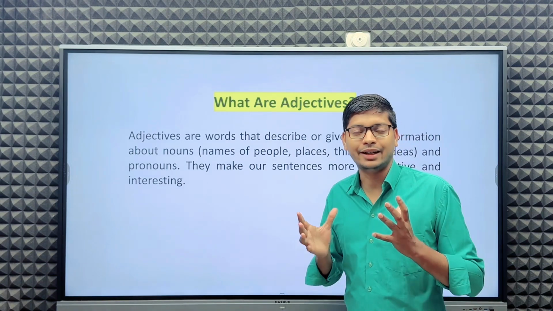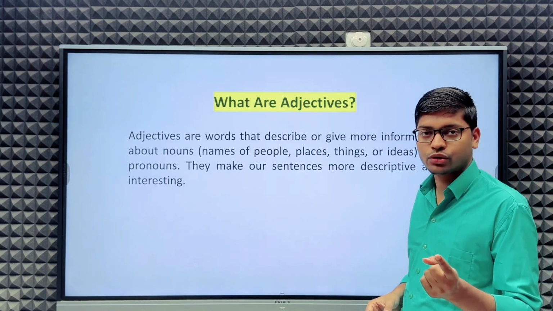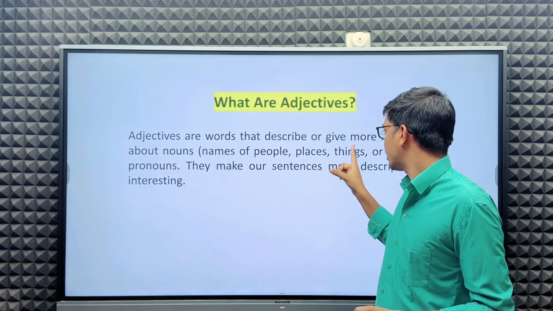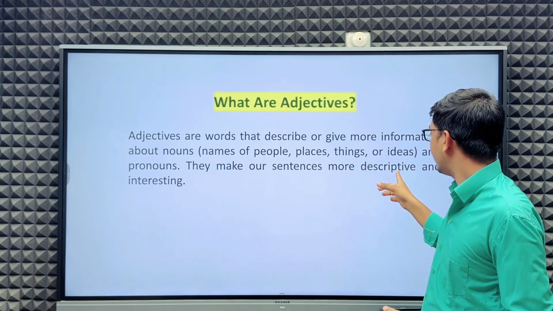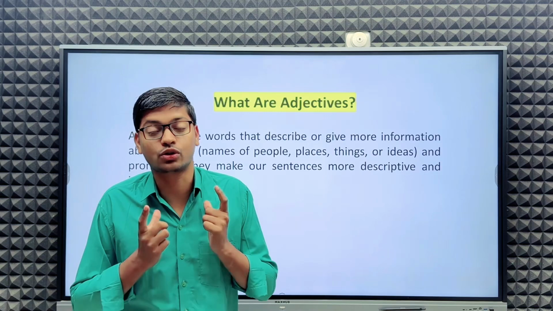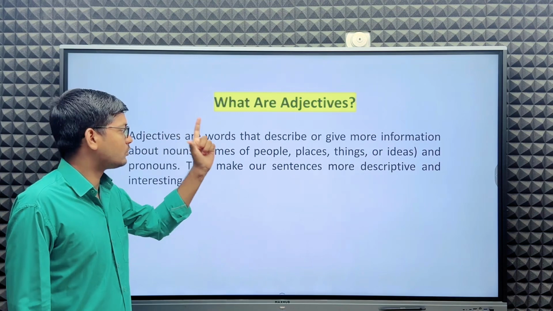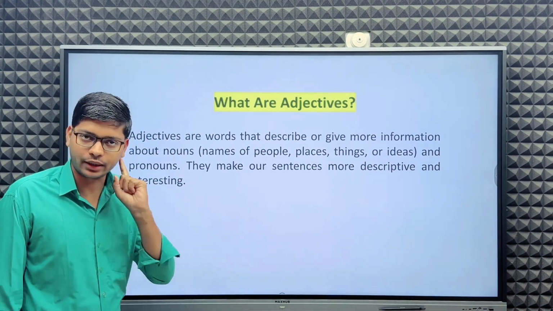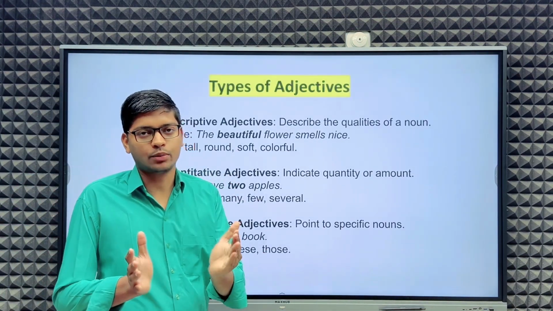First of all, the definition of adjectives. Adjectives are words that describe or give more information about nouns and pronouns. Okay, noun means name of people, places, things or ideas. And they make our sentences more descriptive and interesting also. Okay guys, so this is our short definition of adjectives: words that describe or give more information about nouns and pronouns. So let's see the types of adjectives.